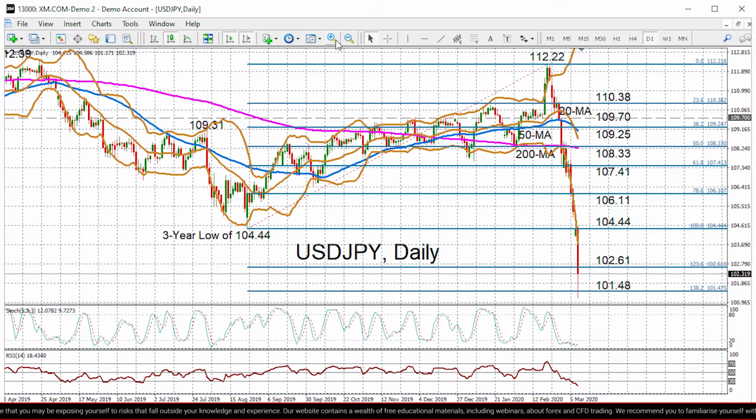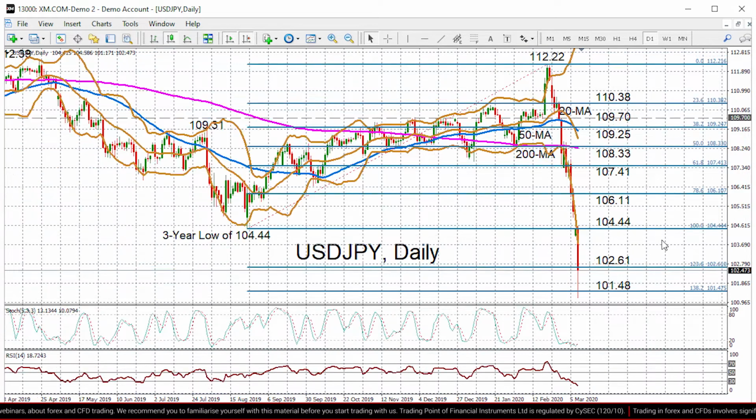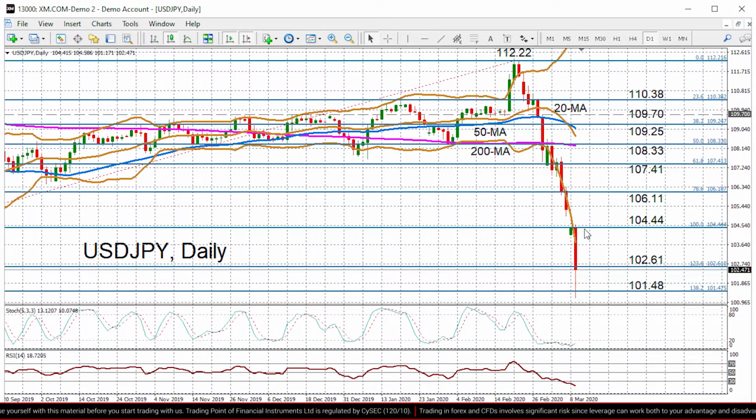So that level is 102.61. If prices manage to recover back above that level, we could see increased positive momentum and potentially a climb back towards that swing low of 104.44 from back in August of 2019, which also did act as a bit of resistance earlier in the day.